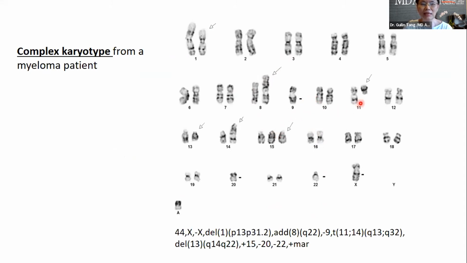So you see the 11;14 translocation. This one involves IGH, CCND1. And then you see the deletion, very common. You see the deletion 13q, that's the RB1 gene involved. And then you can see the trisomy 15, right? As I said, they are very common. And then of course, chromosome 1p. So this is another tumor suppressor gene that is also deleted.